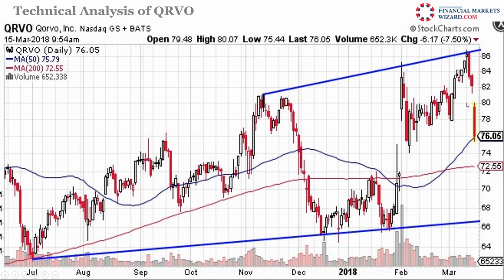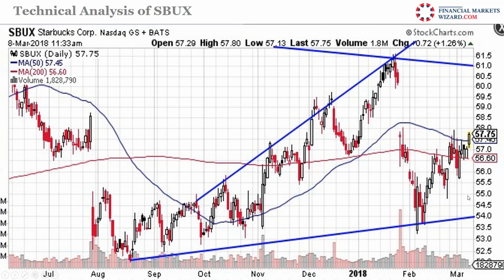QRVO, I was watching QRVO on Thursday. It fell to the 50-day moving average. If you know a stock is falling to the 50-day moving average, it doesn't mean how bearish it is or how much volume. It can hold the 50-day moving average, and it will just stop, magically. So watch McDonald's, QRVO, Starbucks. I kept telling you Starbucks is going up, right?